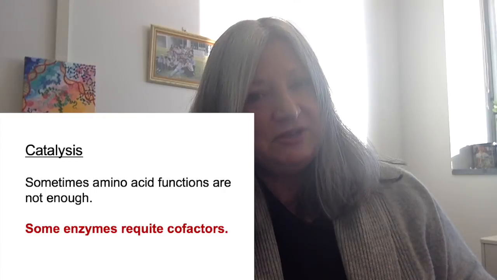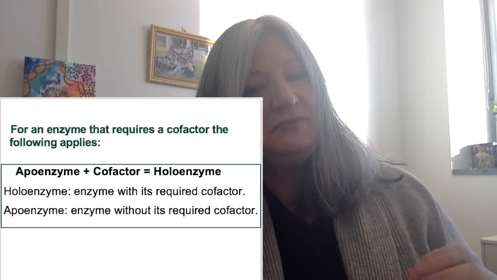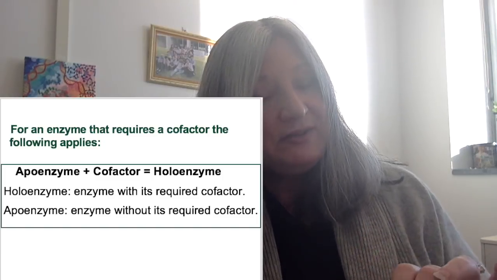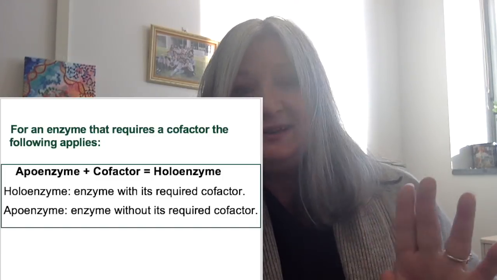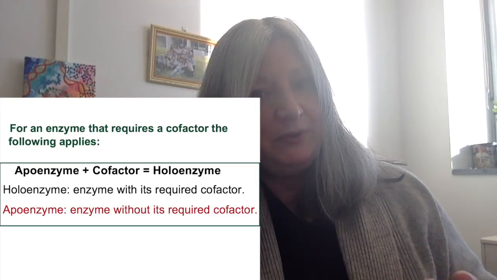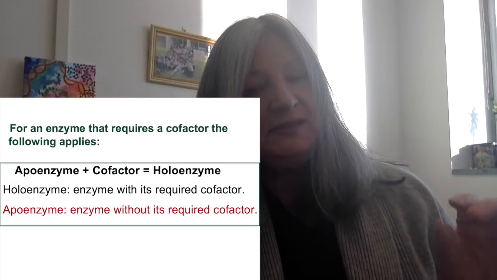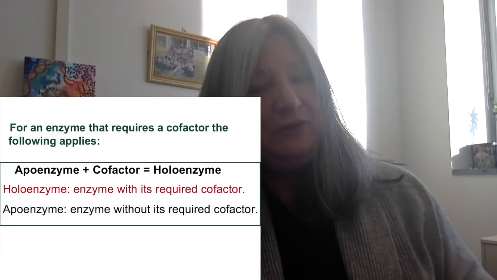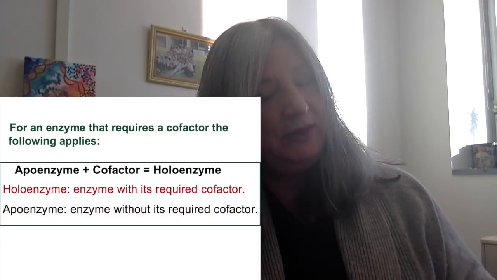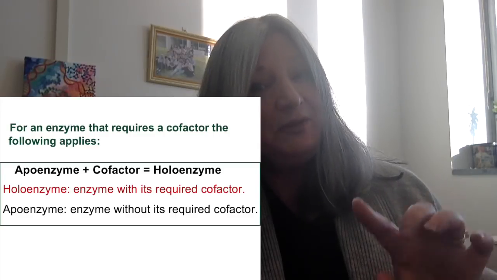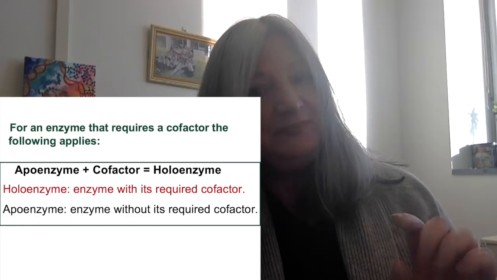So some enzymes require cofactors in order to function. An enzyme with its required cofactor is called a holoenzyme. An enzyme that requires a cofactor but does not have one, the cofactor is not bound, is called an apoenzyme. So we have apoenzymes, an enzyme without its required cofactor, and we have a holoenzyme, an enzyme with its required cofactor. Which one's going to be functional? The holoenzyme, not the apoenzyme, which doesn't have its cofactor.